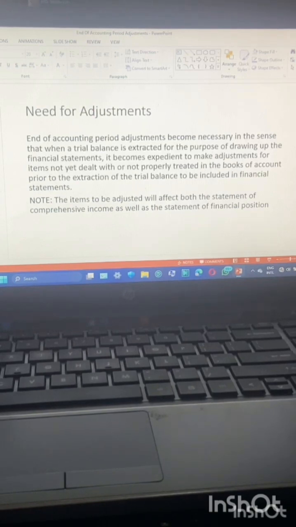But when we are making adjustments, that is our additional information as it is mostly called, it means the information in the additional information must reflect in the statement of comprehensive income as well as the statement of financial position. That's why it is something to note.